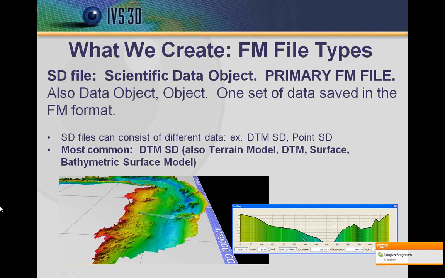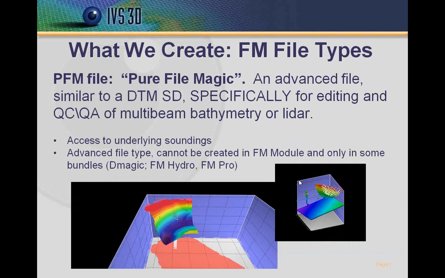SD files can be different kinds of data, such as a DTM SD or a point SD. The most common SD is the DTM SD, Digital Terrain Model SD, and that's what this is down here in the image. This is an example of a DTM SD file, one type of Fledermaus file.